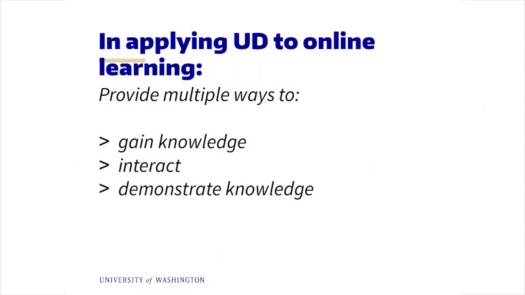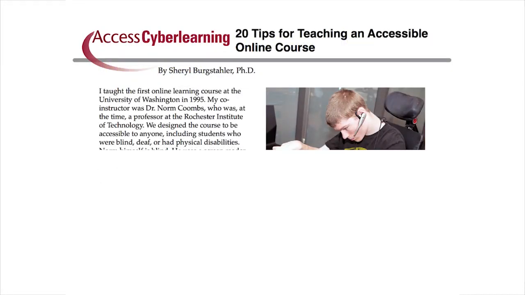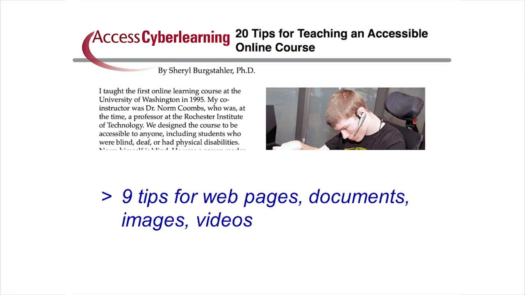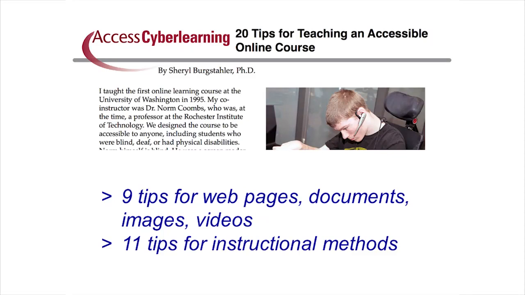And in applying universal design to online learning, we provide multiple ways to gain knowledge, interact, and demonstrate knowledge. We have this publication that we created on 20 tips for teaching an online course that is fully accessible to people with disabilities. Nine of the tips are about web pages and documents, images, videos, and the other 11 are instructional methods. And when I'm working with faculty who are reluctant to admit that they might be able to adopt some accessible technology practices, I ask them to really take the challenge of selecting a few of these to make their courses accessible. And it really points out how the faculty need to work with the technology people, but also the designers in developing their online courses.